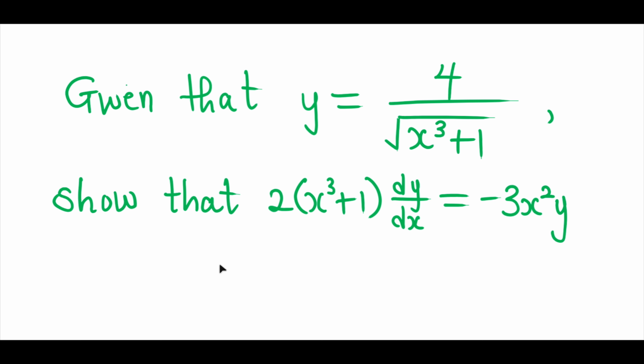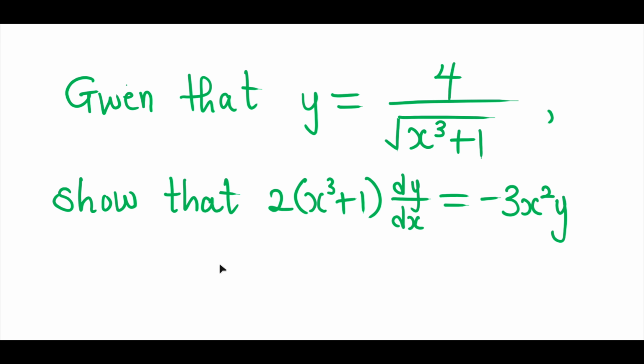Now, looking at the second part of the question, we are to show that 2(x cubed plus 1) dy/dx is equal to negative 3x squared y. What is given is in implicit form, but the original function is in explicit form. So we have to rewrite the original function as an implicit function.